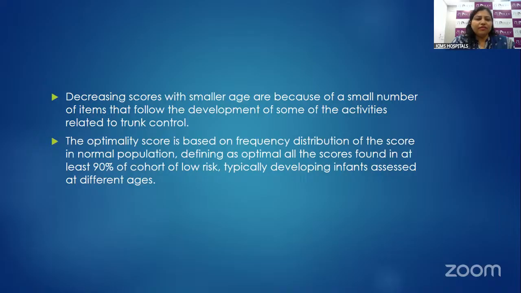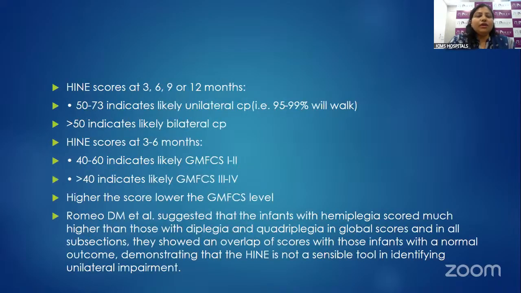Okay, this I have already told. So the HINE score at 3, 6, 9, and 12 months has a very nice correlation with the GMFCS. So 50 to 73 indicates a likely unilateral CP. Okay, so it says that 95 to 99% of these children will walk. If the score is less than 50, then it indicates bilateral CP.